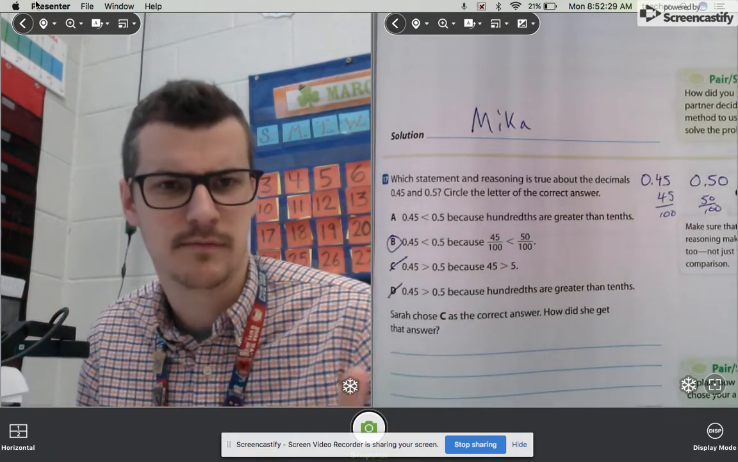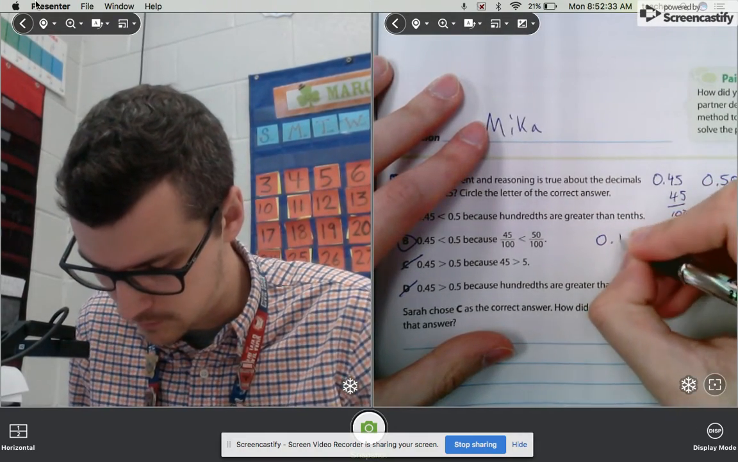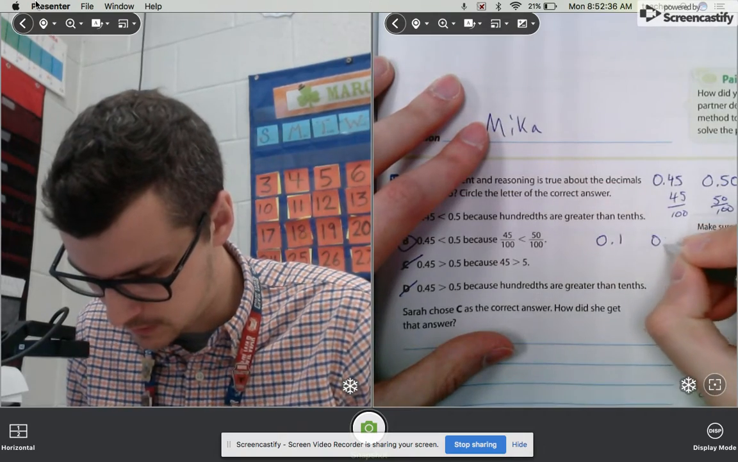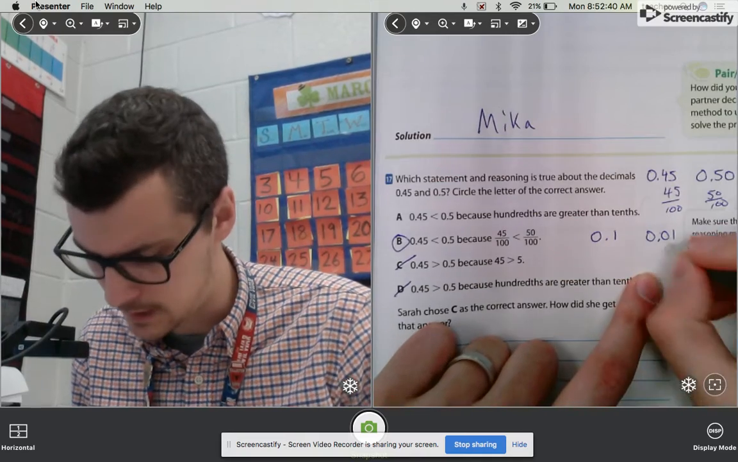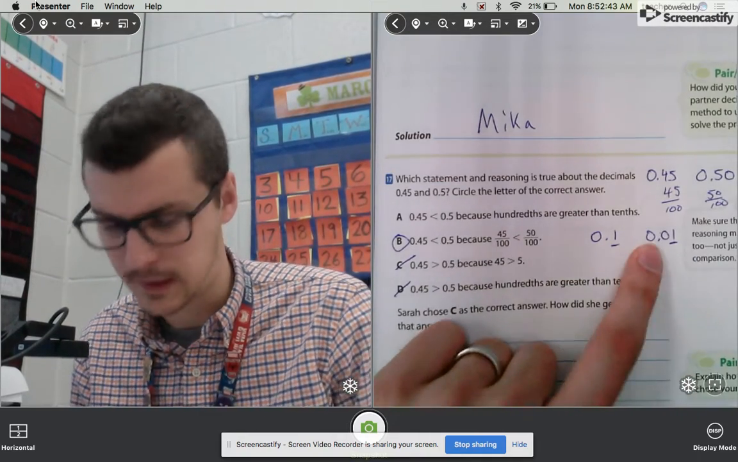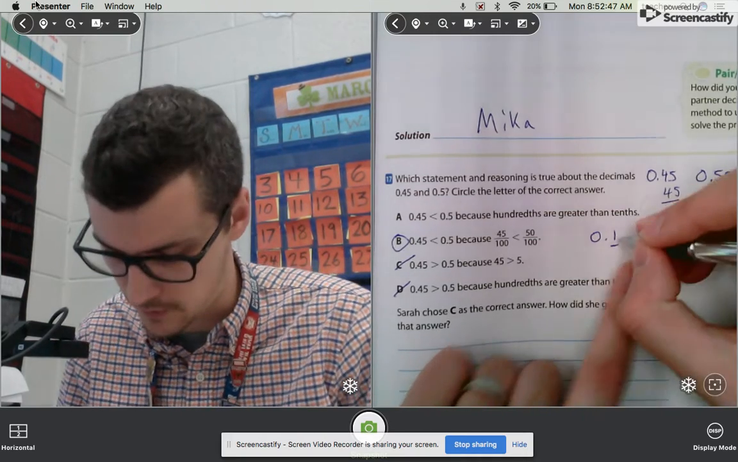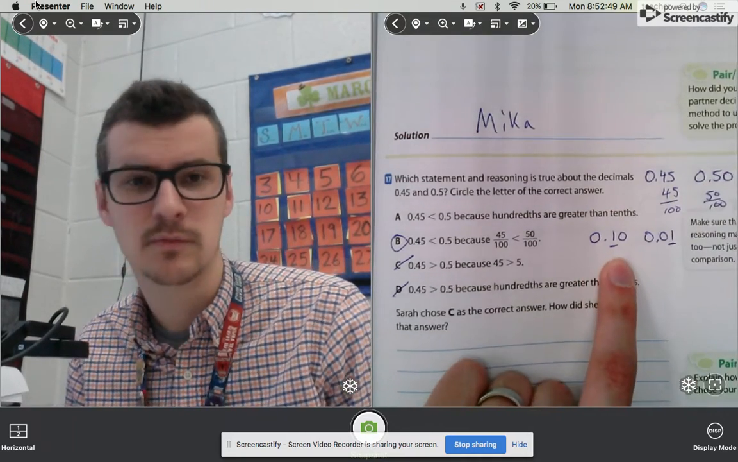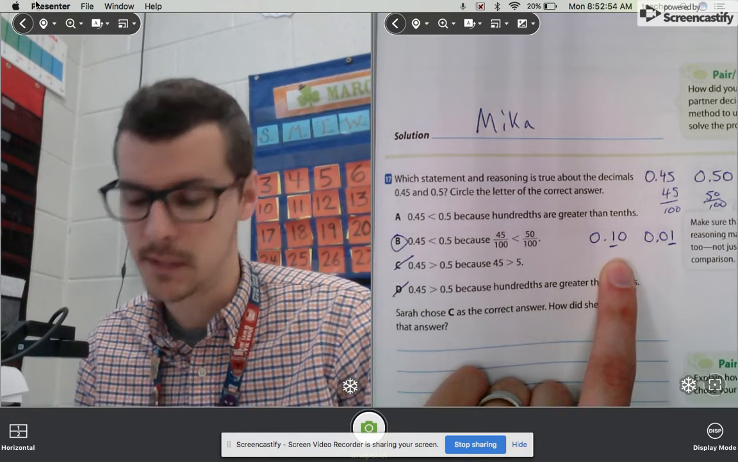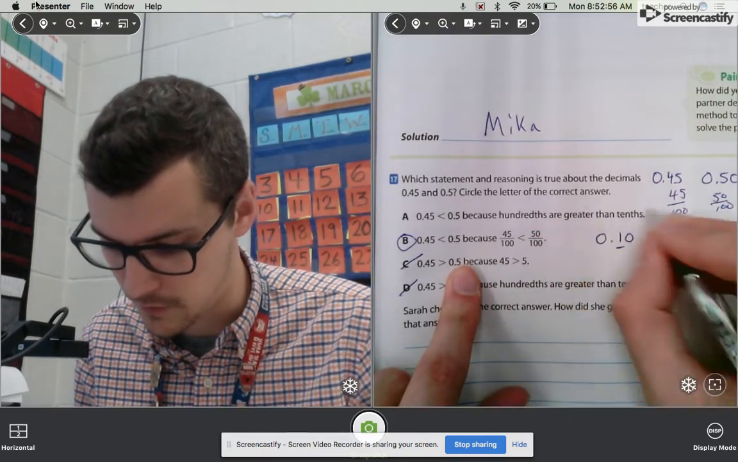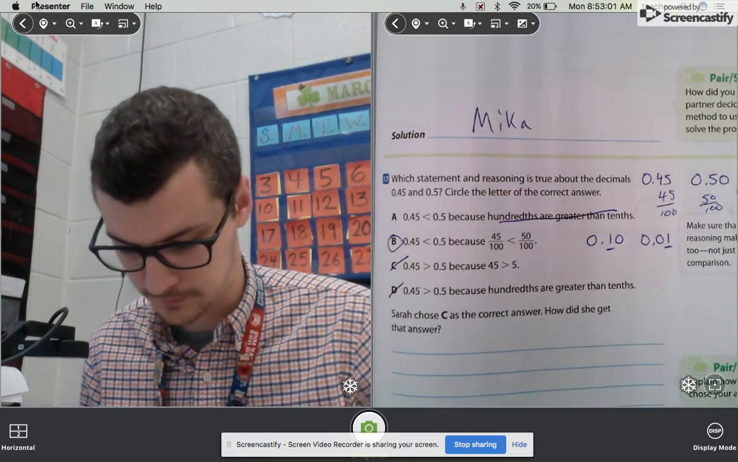Okay, let's just talk about that for a second. If I have 0.1 and 0.01, they're saying that hundredths are greater than tenths. They're saying that the one on the right, which would be like 1 cent, is greater than a tenth, which would be like a dime. Would you rather have a dime or a penny? I'd much rather have a dime. So that is, hundredths are greater than tenths. That's absolutely wrong. Okay, should have been B there.